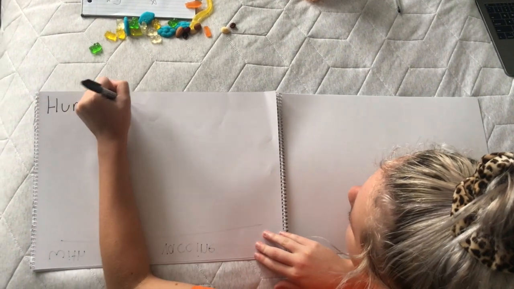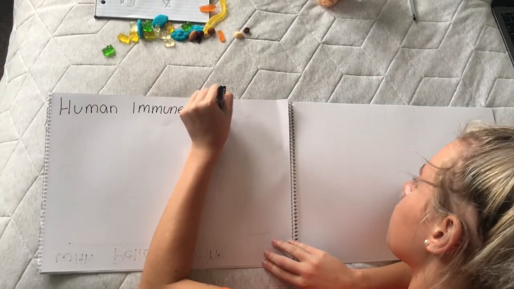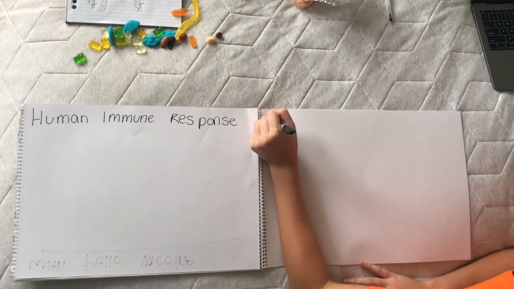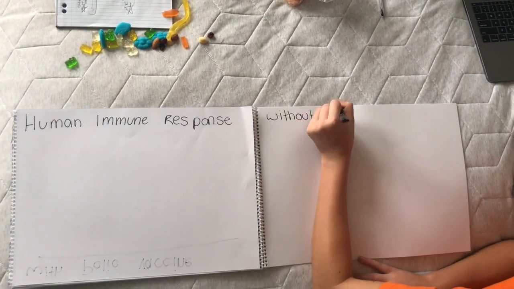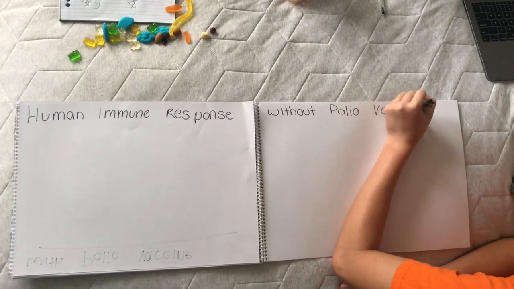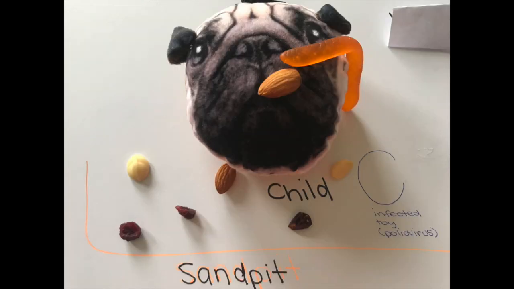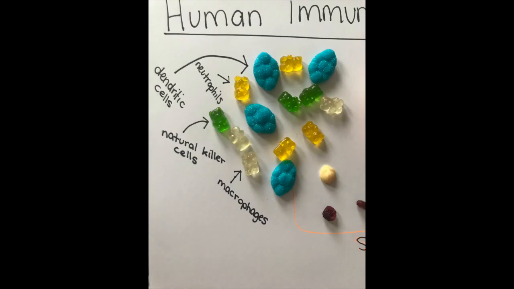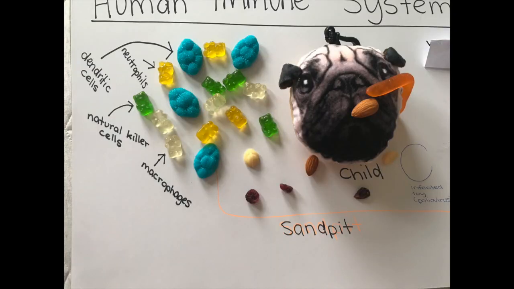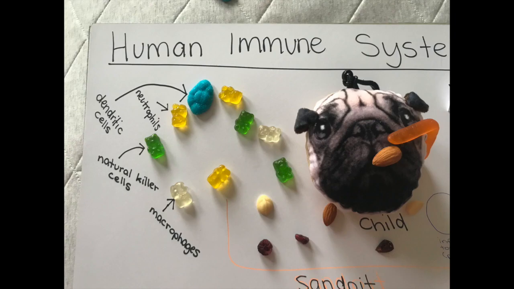In this second model, we'll be looking at how a child's immune system reacts to the polio pathogen without the vaccination. Same scenario, a child puts an infected toy in their mouth and the polio virus enters. This causes antibodies to begin to react to the antigen. The second line of defense, also known as the innate immunity, begins to respond. Dendritic cells, neutrophils, natural killer cells, and macrophages all attack the pathogen.